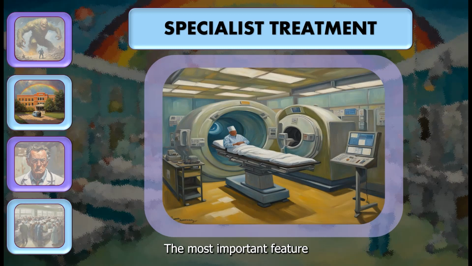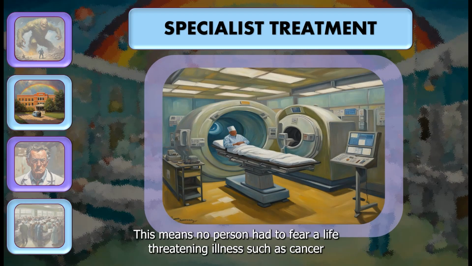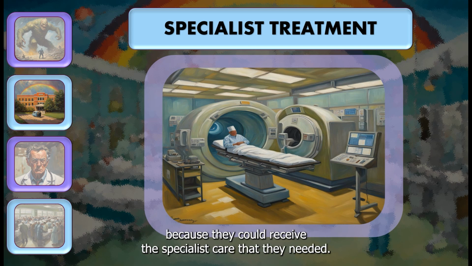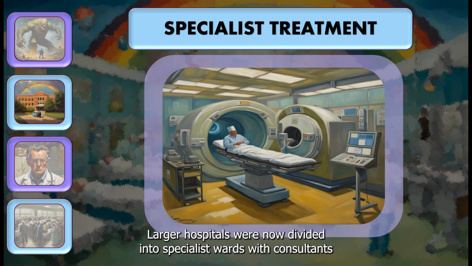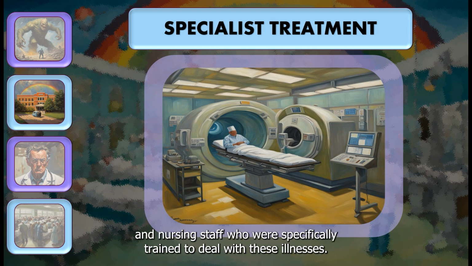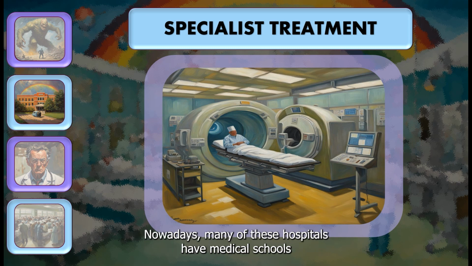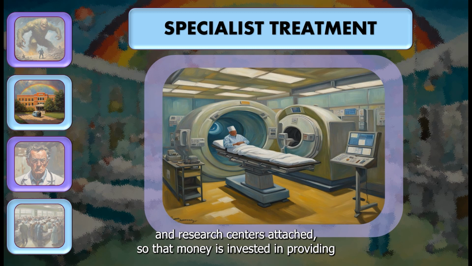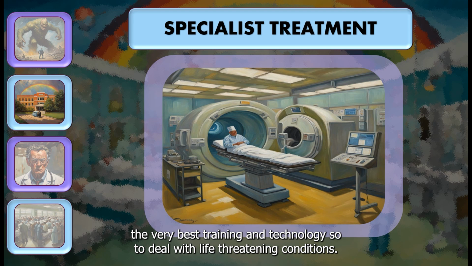The most important feature was the provision of specialist treatment for all. This means no person had to fear a life-threatening illness, such as cancer, because they could receive the specialist care that they needed. Larger hospitals were now divided into specialist wards with consultants and nursing staff who were specifically trained to deal with these illnesses. Nowadays, many of these hospitals have medical schools and research centers attached, so that money is invested in providing the very best training and technology to deal with life-threatening conditions.